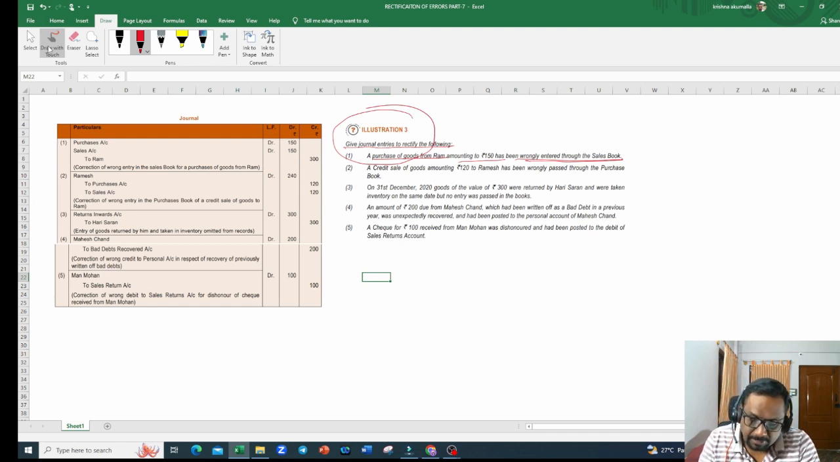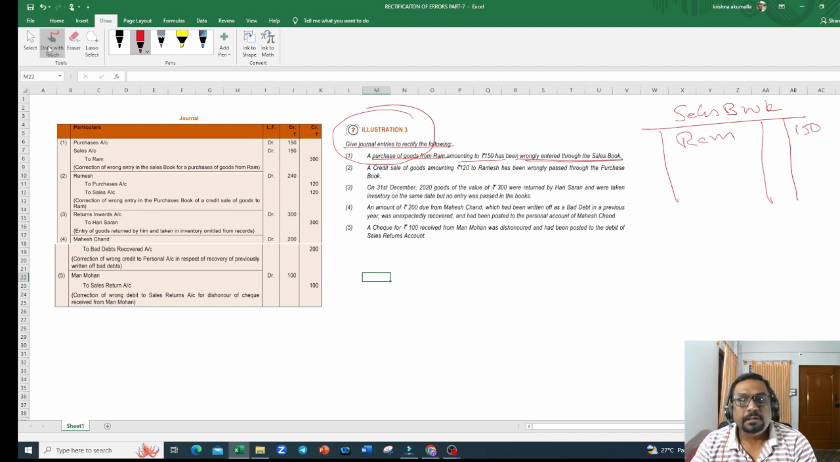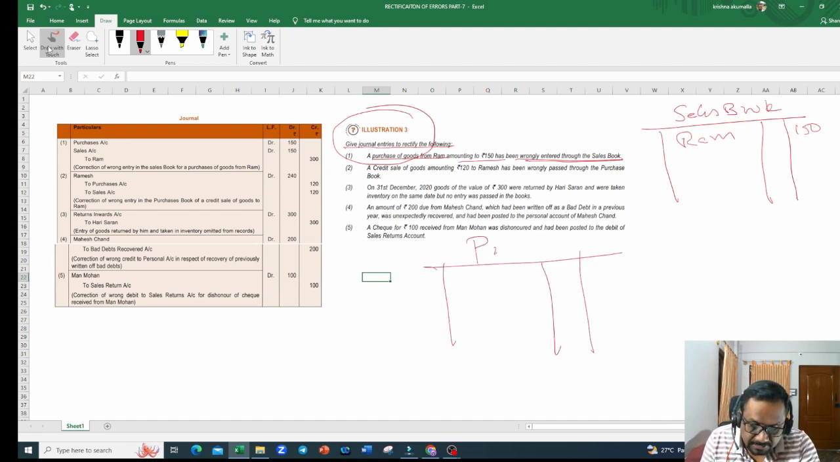Let me explain like this. Let us say this is the sales book. Here they have written Ram 150. Where are they supposed to write? They are supposed to write in the purchase book. This is the purchase book. Here they have to write Ram 150. This is the right one.